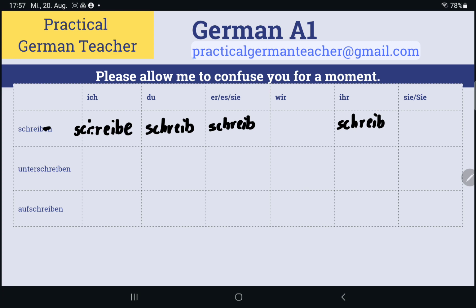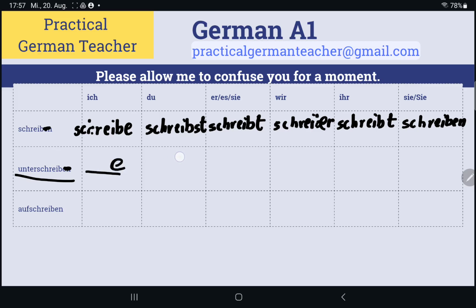For ich you added e, for du you added st, for er and sie you added t. Okay, what about wir and sie? It's the actual verb itself, so you just write the actual verb as it is. By that logic, for this one, just remove n, so you have unterschreibe, unterschreibst, unterschreibt, unterschreibt here as well, and here the actual verb itself, that is unterschreiben and unterschreiben.